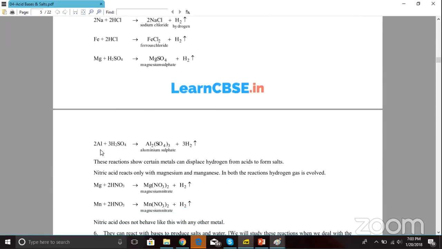Now aluminium: 2Al plus 3H2SO4 gives Al2(SO4)3 plus 3H2 gas. Here aluminium is from group 13, so it can lose 3 electrons. So it can produce 3 moles of hydrogen gas from the sulfuric acid. This reaction shows certain metals can displace the hydrogen atoms from the acids to form the salts.